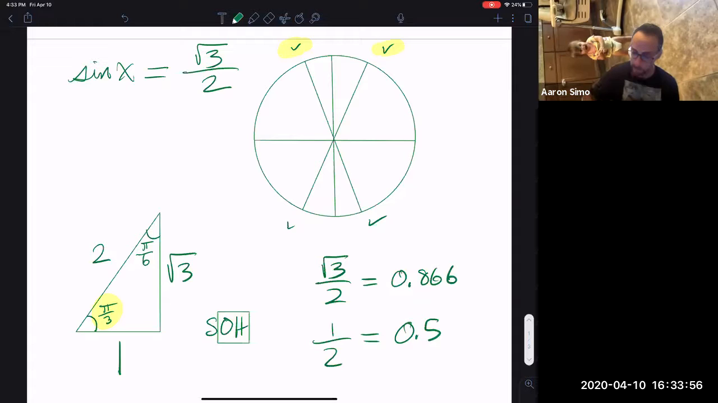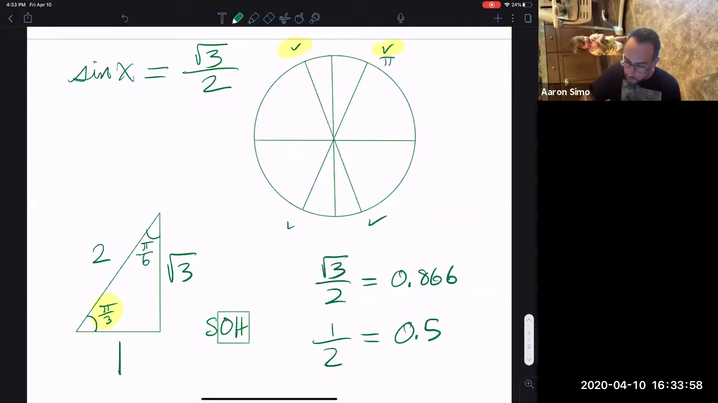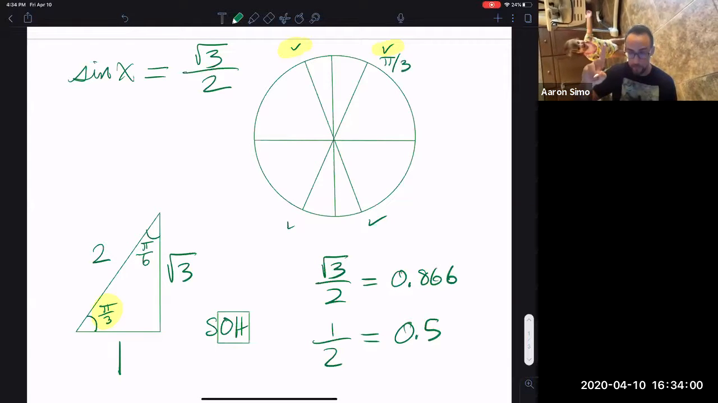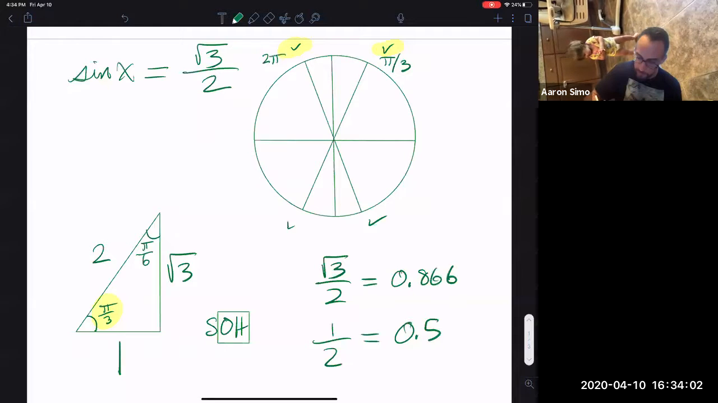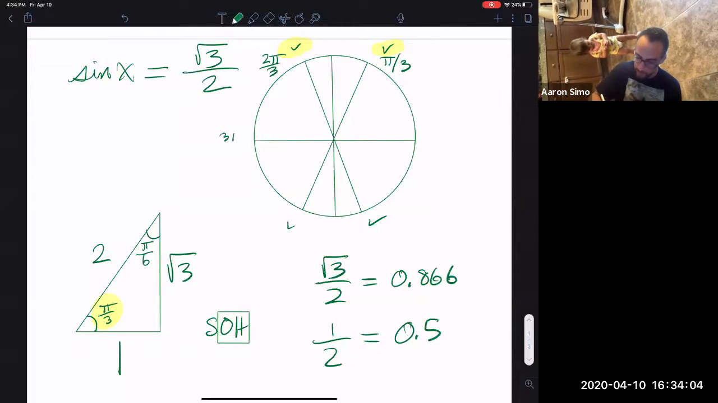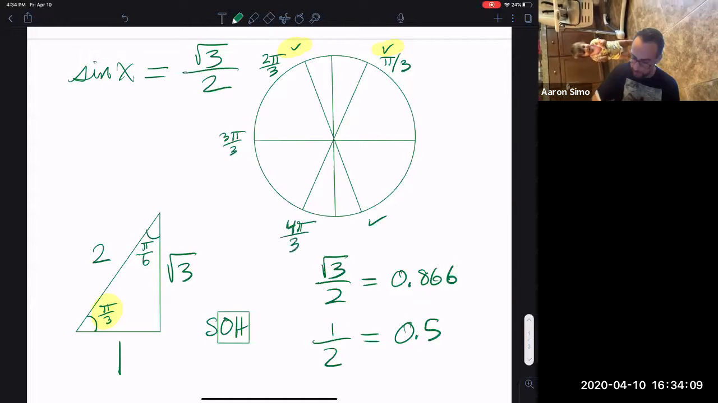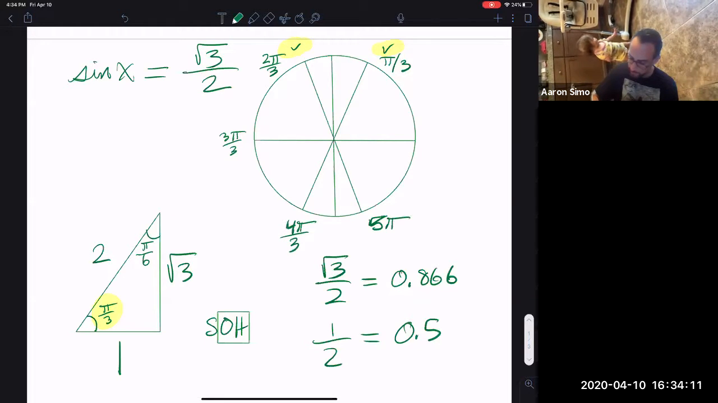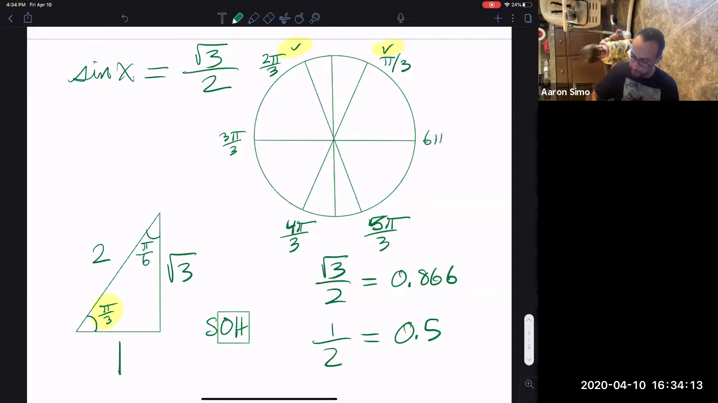You got to know how to count. Watch. Pi over 3, 2 pi over 3, 3 pi over 3, 4 pi over 3, 5 pi over 3, and 6 pi over 3.